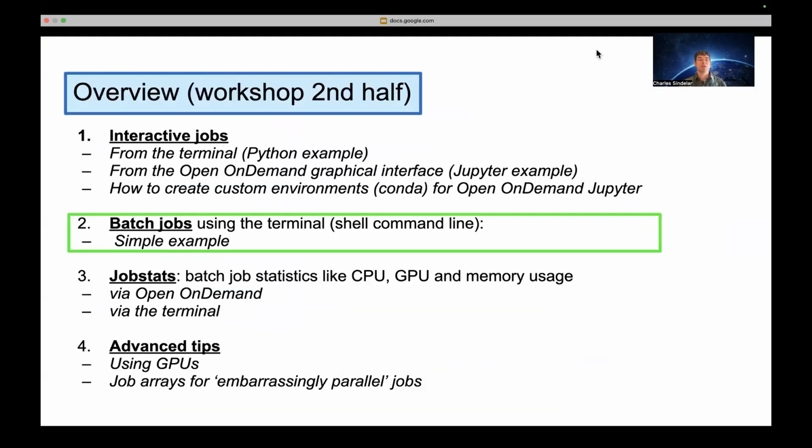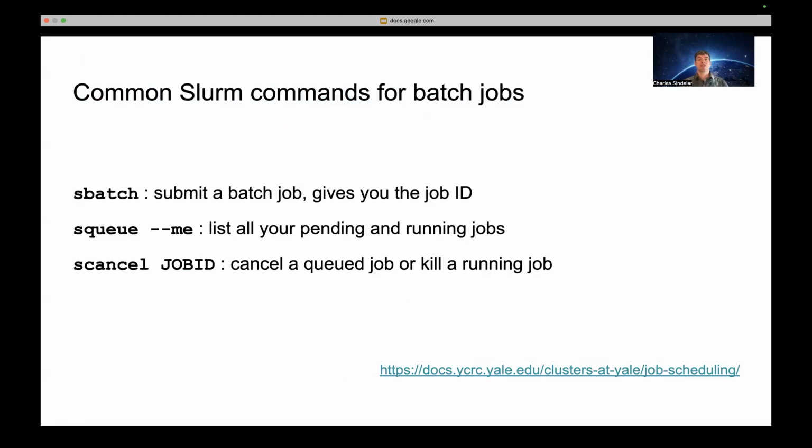Now that we've explored interactive jobs on our YCRC clusters, it's time to look at batch jobs. And I'll take you through a simple example of how to make one of these and run it. There are three commands that you will return to when you are working with batch jobs and Slurm. sbatch is the command you'll use to submit a batch job, which you give your script name, and it will return to you a job ID, which is how you will identify it.